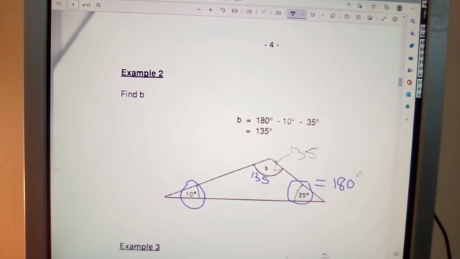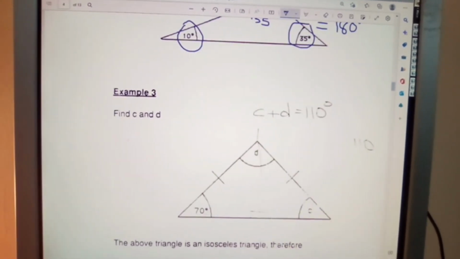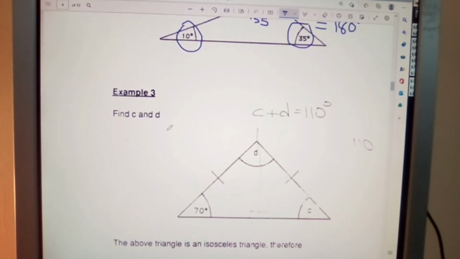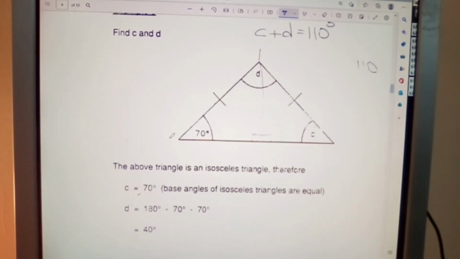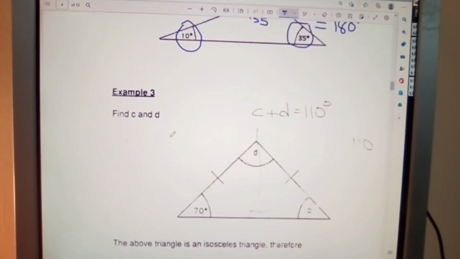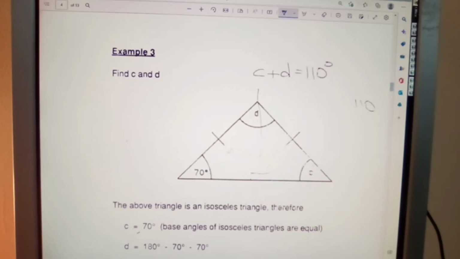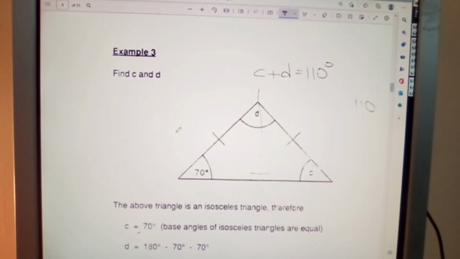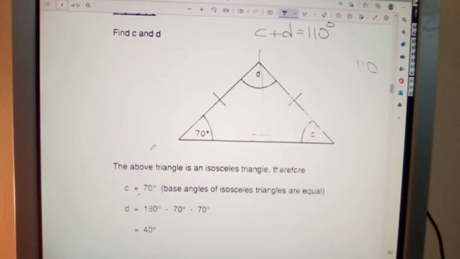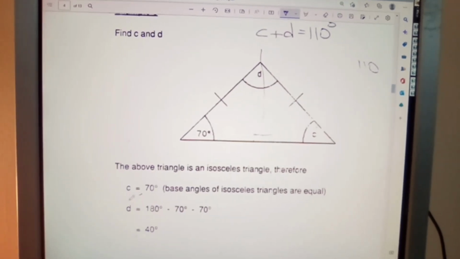Okay. Find C and D, example 3. Now find C and D. Well, we know the angle should be 180 degrees, yes? And let's look at the angles that we have. Now, this tells us something here. This tells us something here. The above triangle is an isosceles triangle. Therefore, C equals 70, base angles of isosceles triangles are equal. So we know that those are the base angles, 70, and that must be equal to 70. Okay?